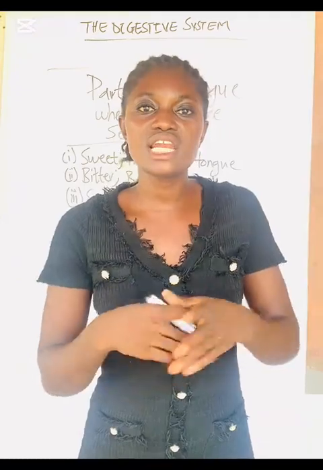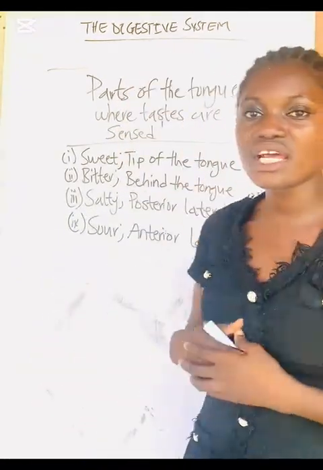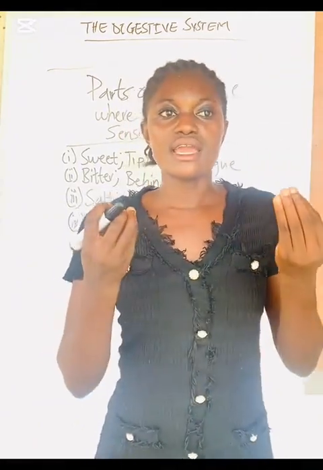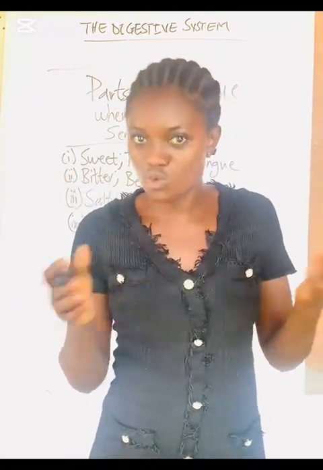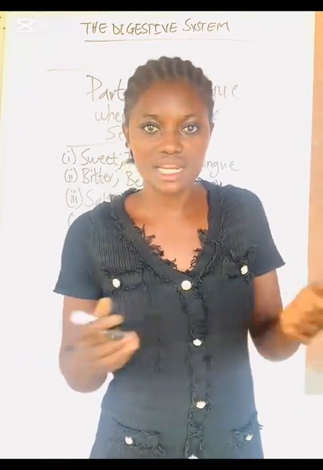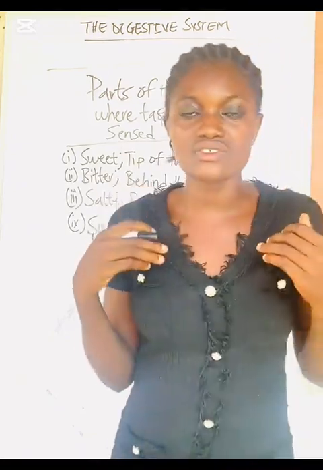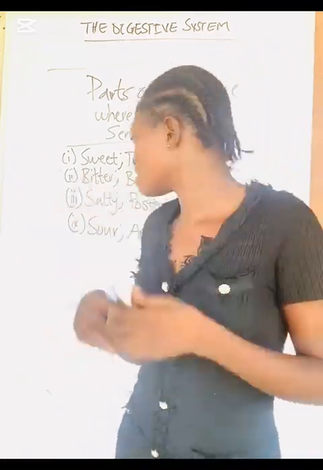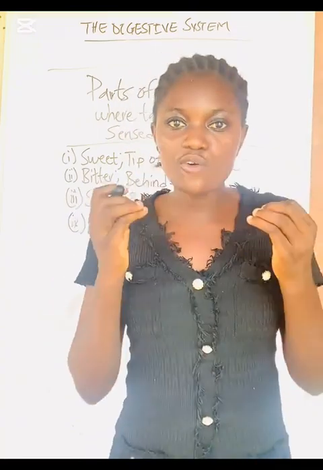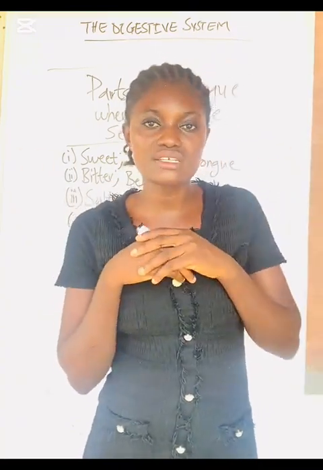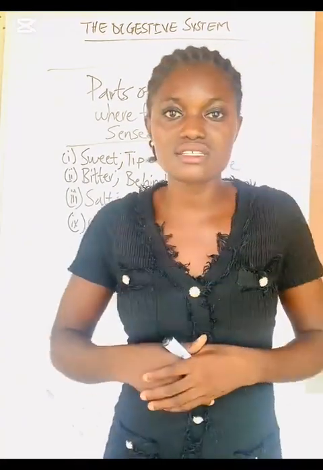We have already learned about the positions in anatomy 1. So posterior lateral means behind side. Those of you who have learned anatomy 1 know what I'm talking about. Then salty is posterior lateral, that is behind side. Then sour is anterior lateral, that is in front side. So these are the parts of the tongue where tastes are sensed.